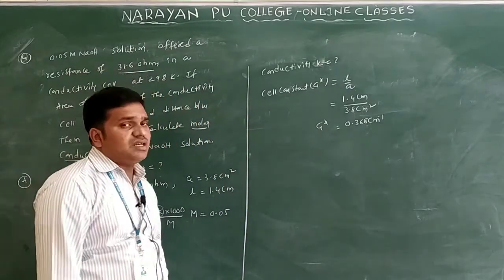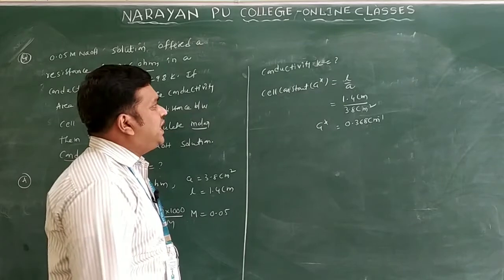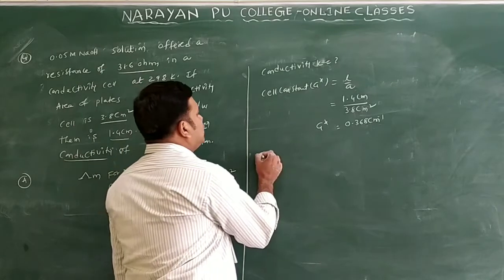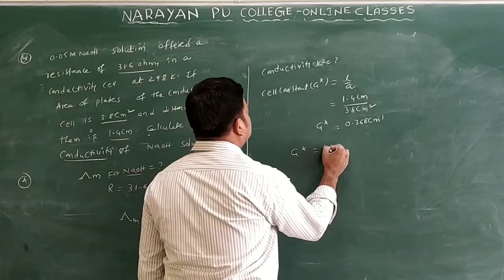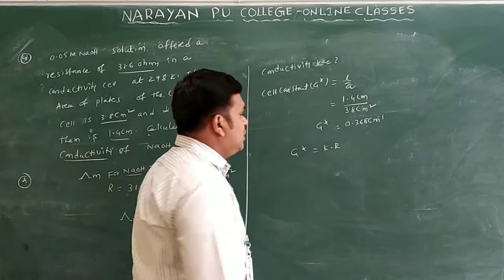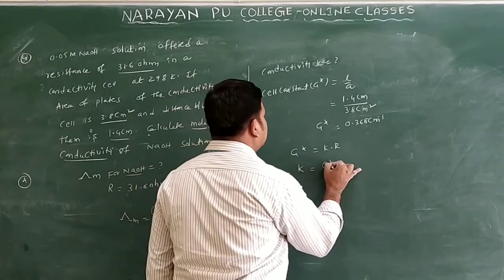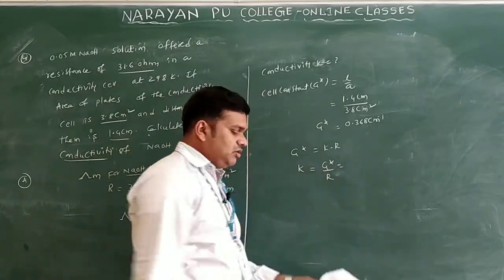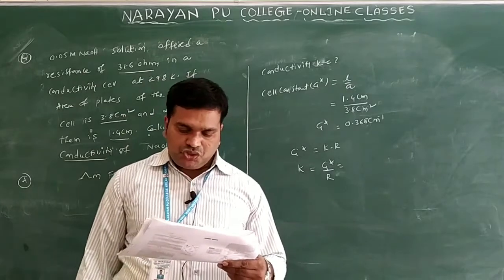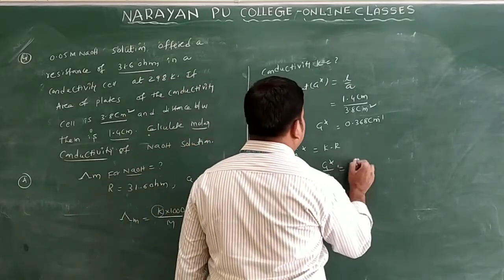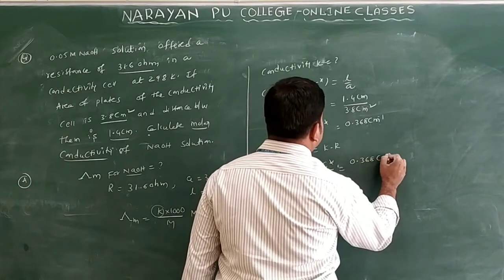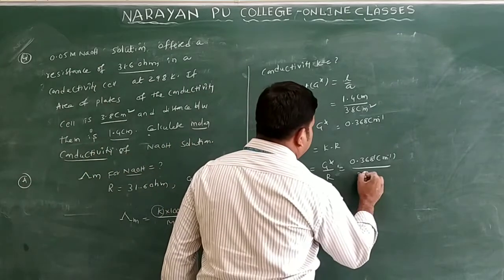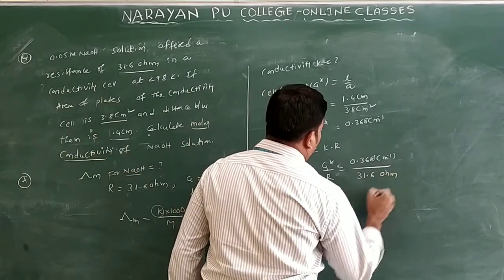Okay. So if you know the G star, we can easily find out the K value by using the relation between G star, K and R. You know the one formula, G star is equal to K into R. From this I will write here K is equal to G star by R. What is the G star value we have? 0.368, centimeter inverse, by what is the resistance of the solution given? The resistance of the solution is given as 31.6 ohms only.